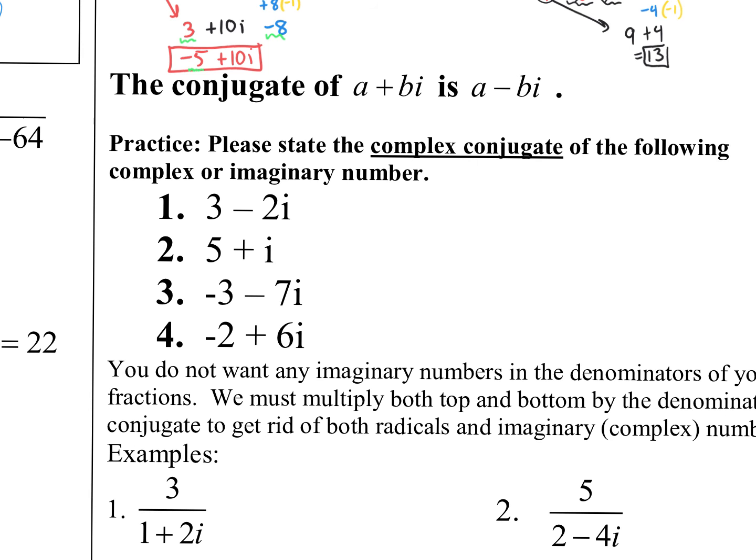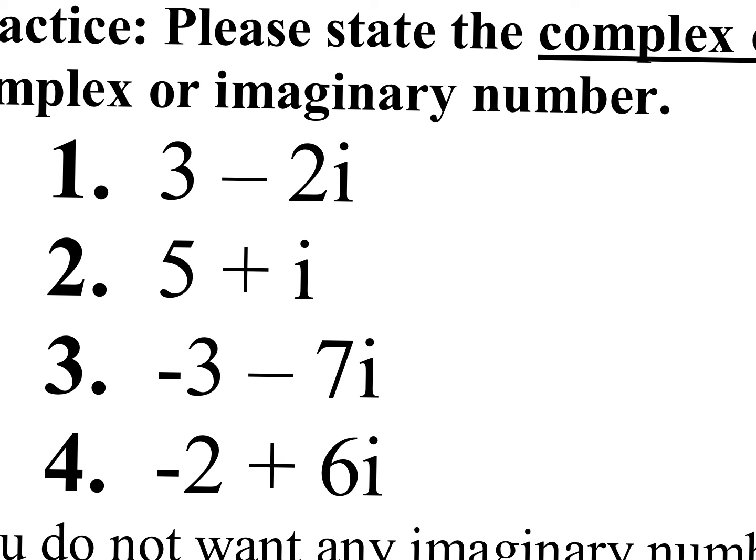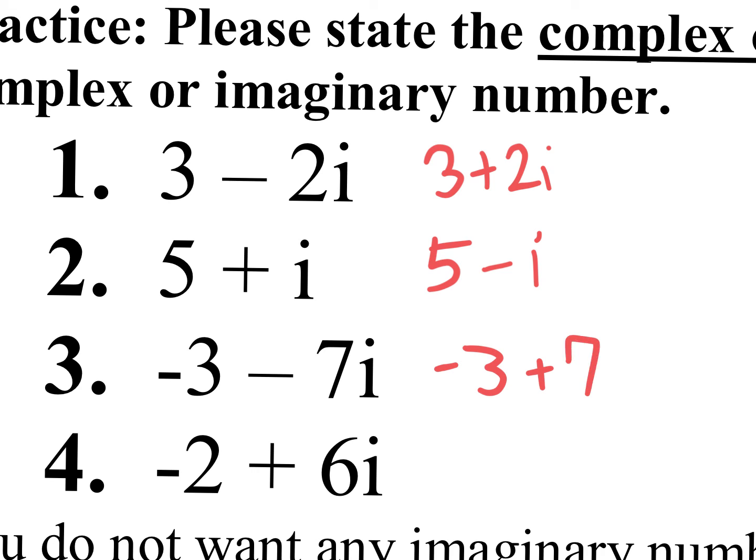Back to the worksheet. Let's practice stating the conjugate. What's the conjugate of number 1? 3 plus 2i. Yep. Conjugate of number 2? 5 minus i. Conjugate of number 3? Negative 3 plus 7i. Yep. Conjugate of the last one? Negative 2 minus 6i. Only the middle sign changes.